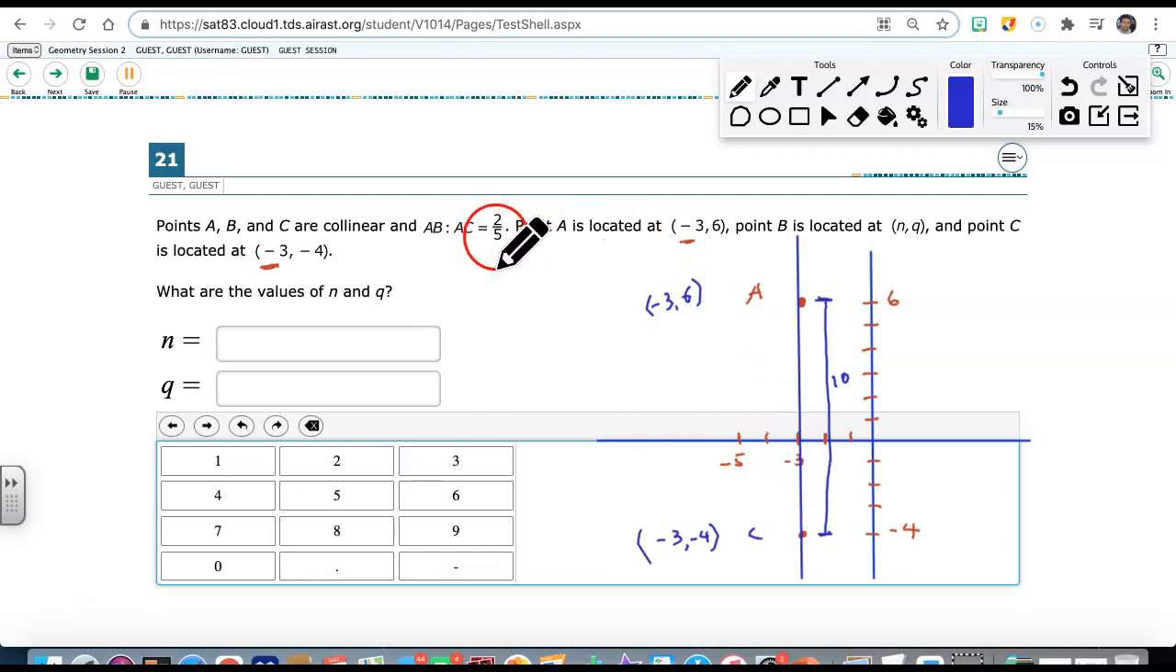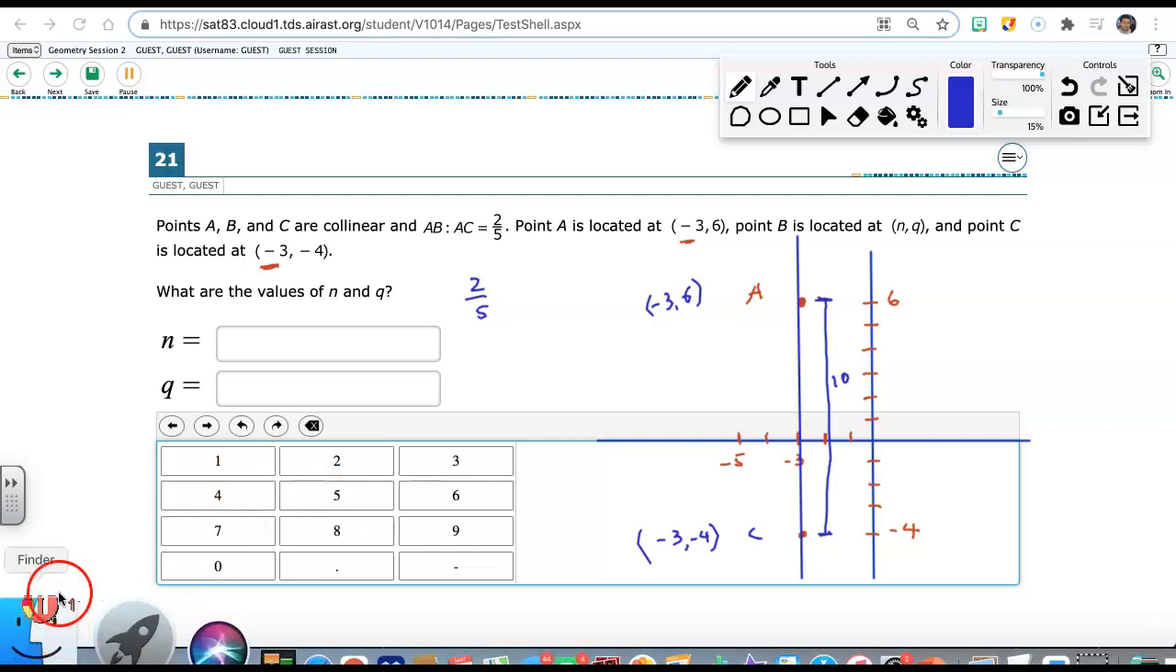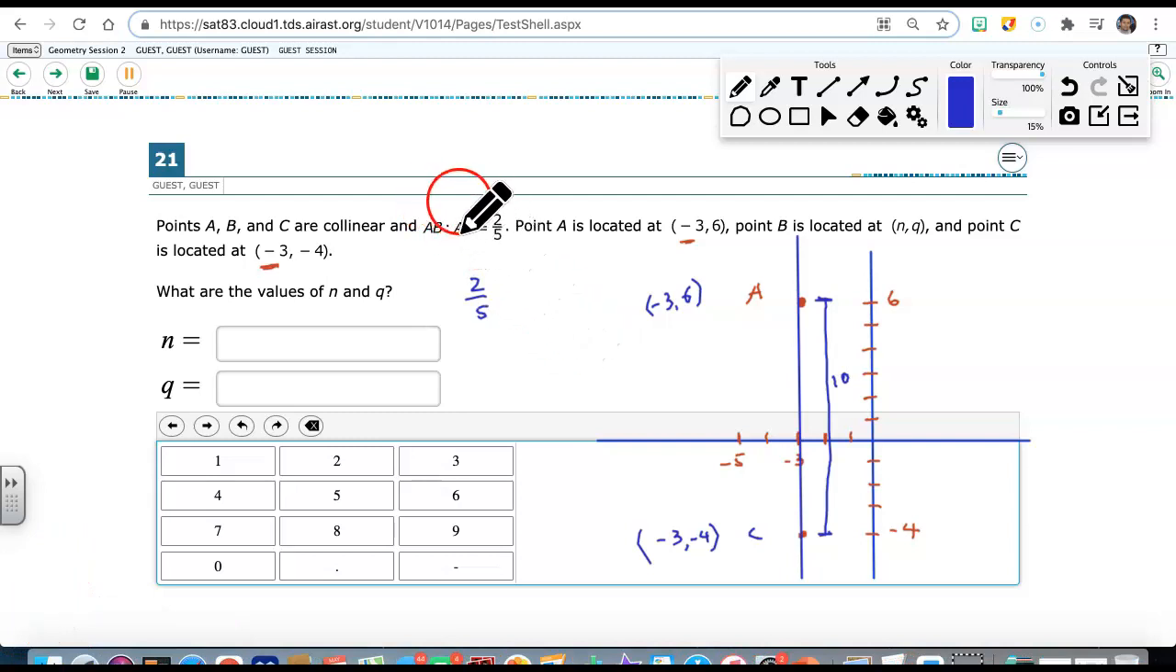My proportion is 2 to 5. Because I have 10 steps, the whole idea is that AB to AC is 2 to 5. So what's happening is from A to B, and from A to C. From A to B I have 2 steps, and from A to C I have 5 steps. But A to C is the whole thing.